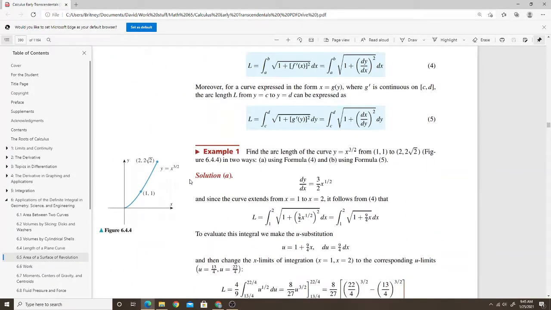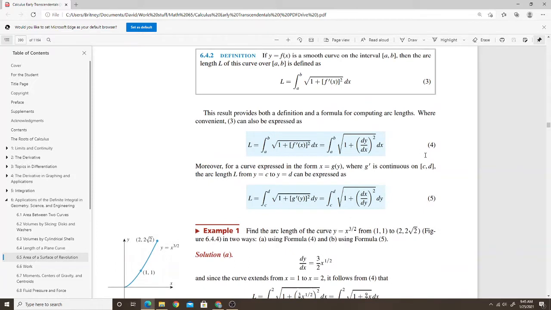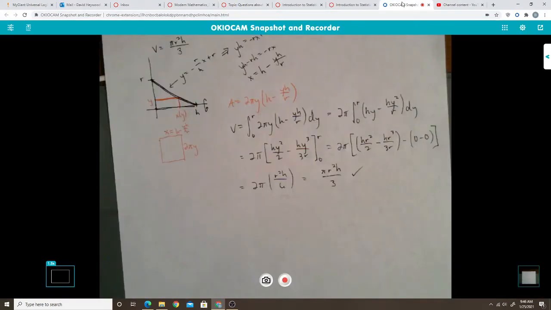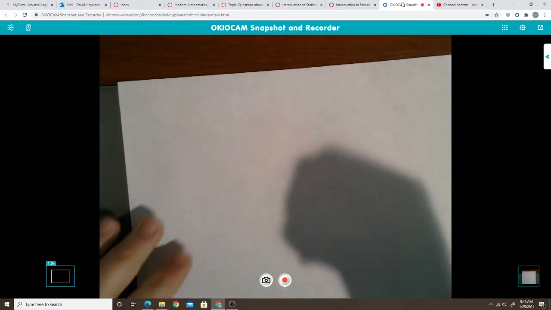Okay, so I gave you both of those formulas in the notes, but I didn't label them formulas 4 and 5. So this is what they're talking about. Formula 4 here is for when you're integrating with respect to x, and formula 5 is here for when you're integrating with respect to y. Okay, so let's do this. So this is 6.4 number 1.